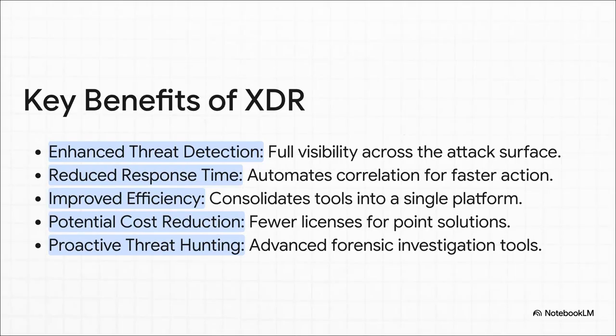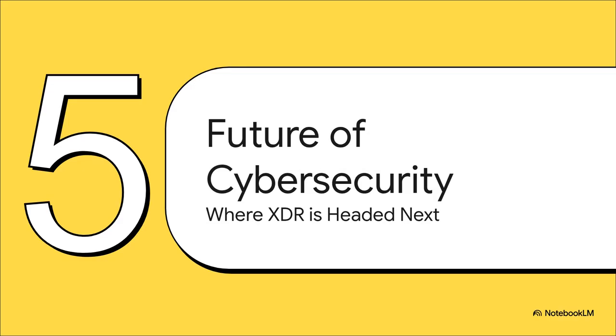And the advantages are just crystal clear. Because you finally have that full visibility, threat detection gets way better. Automation slashes your response times from hours or even days down to minutes. And your security team gets way more efficient because they're working from one place instead of trying to juggle a dozen different tools. It all just adds up to a smarter, faster, and believe it or not, often more cost-effective way to do security. But look, XDR is a huge leap forward, but it's not the final destination. It's really just the beginning of a brand new chapter in cybersecurity.